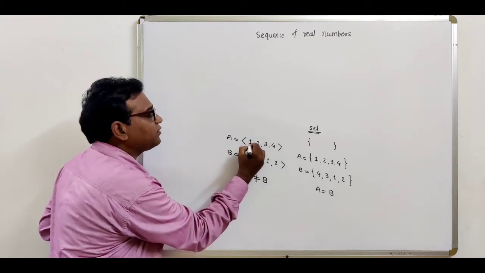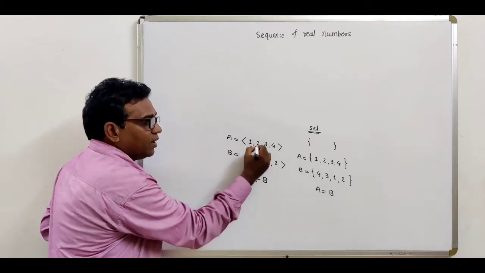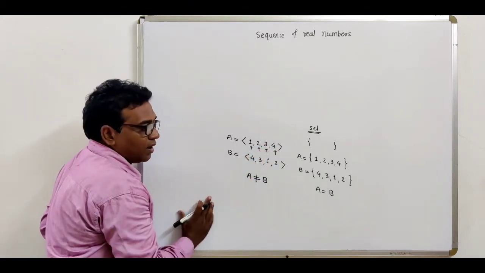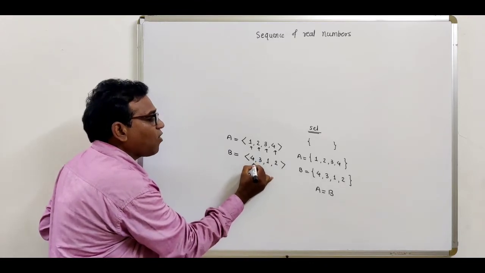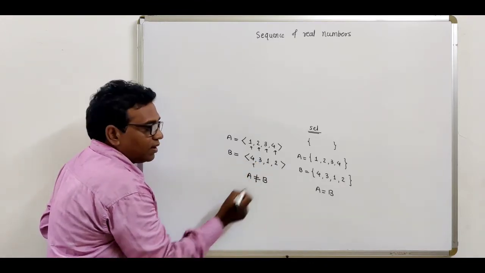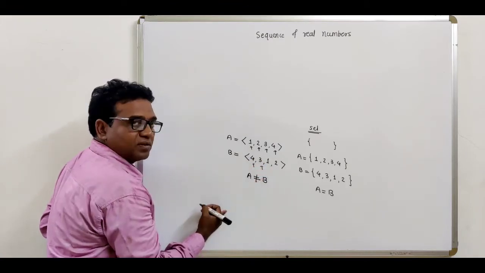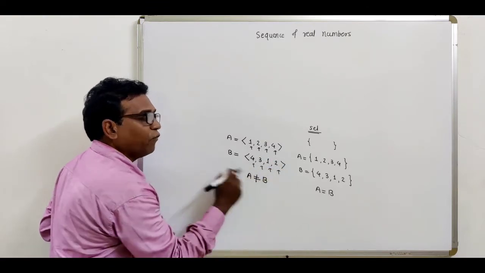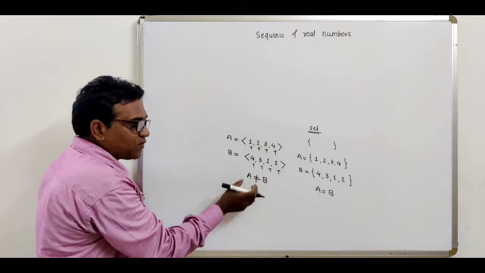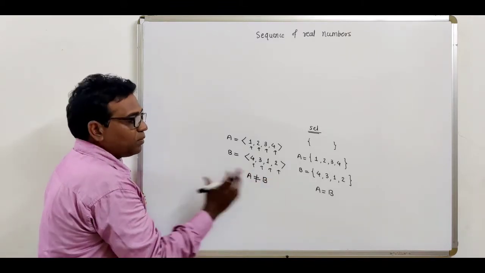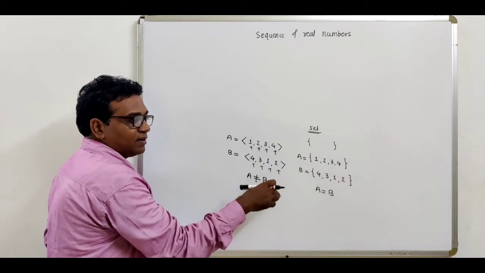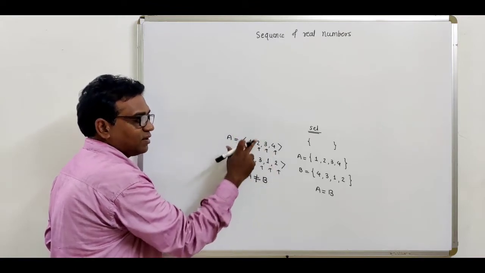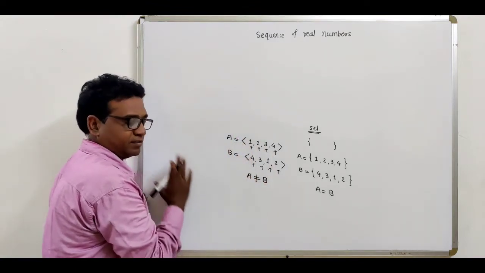In the first sequence, this is the first position of the element, this is the second position, this is the third position and this is the fourth position. In the second sequence, 4 occurs in the first position, 3 occurs in the second position, 1 occurs in the third position and 2 occurs in the fourth position. So that's why sequence A is different from sequence B. Remember this concept: in a set, the position of the element does not matter, while in a sequence, the position of the element matters.